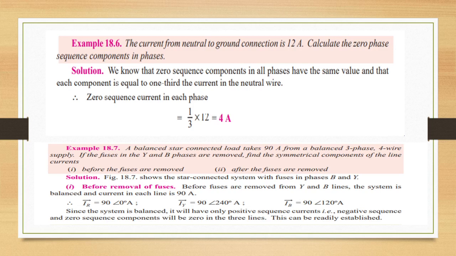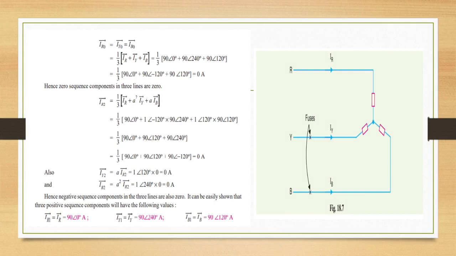Solution. Before fuses are removed from Y and B lines, the system is balanced and the current in each line is 90 amps. So IR is 90 angle 0 degree ampere, IY is 90 angle 240 degree ampere, and IB is 90 angle 120 degree ampere. Since the system is balanced, it will have only positive sequence current, that is, negative sequence and zero sequence components will be 0 in the 3 lines, and this can be easily established.